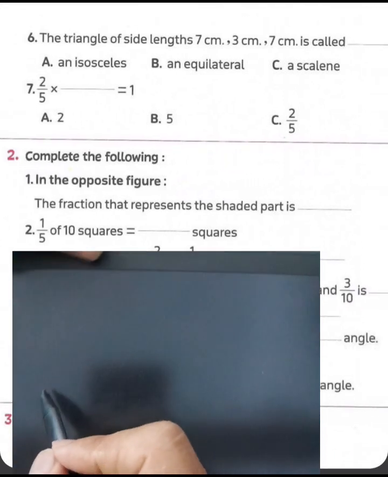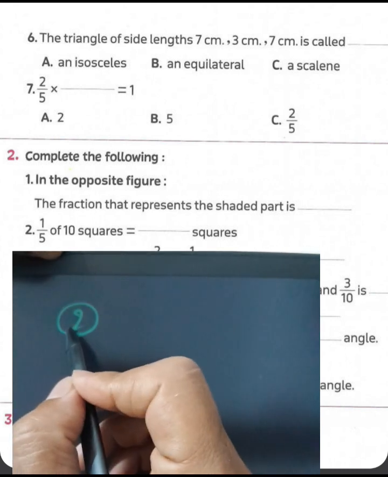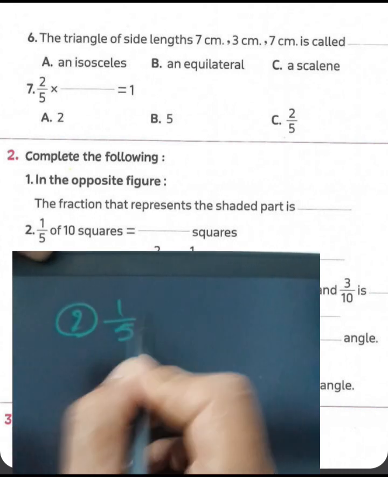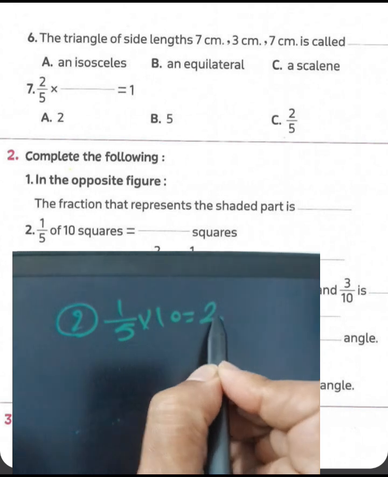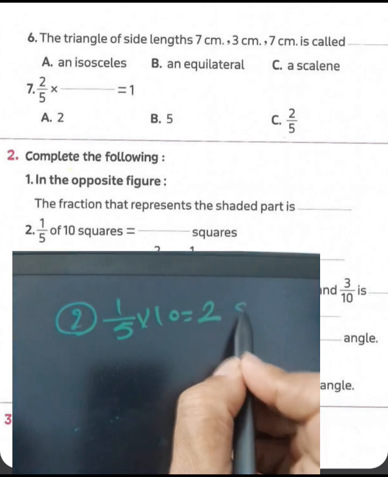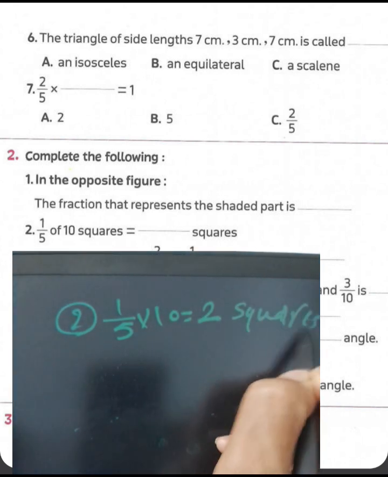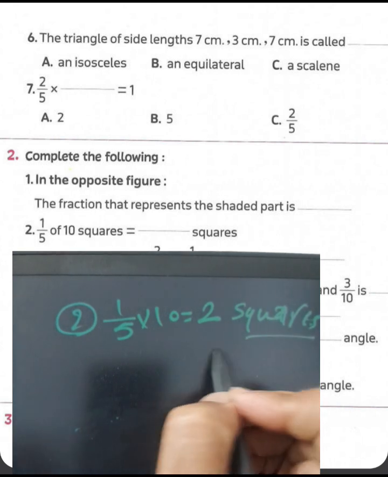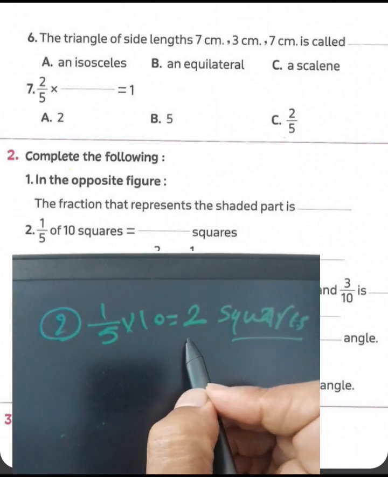Question number 2. One fifth of 10 squares, it will be 1 over 5 multiplied by 10. It will be 2 squares. Okay, one fifth of means 1 fifth multiplied by 10, it will be 2, right? 2.